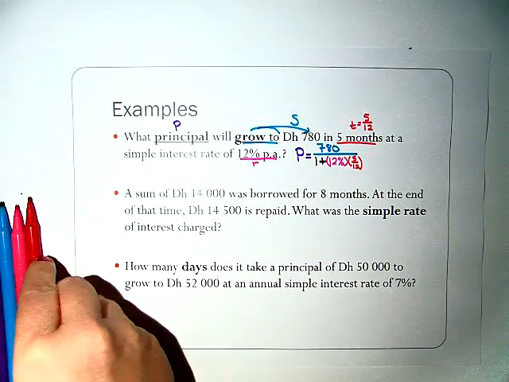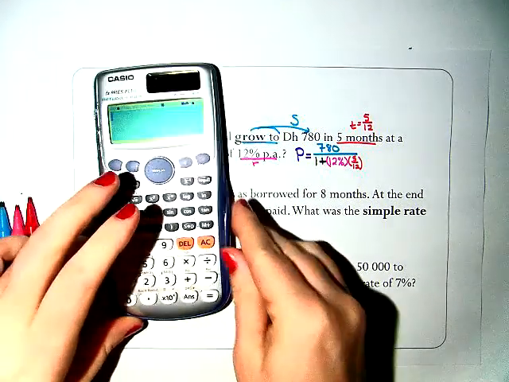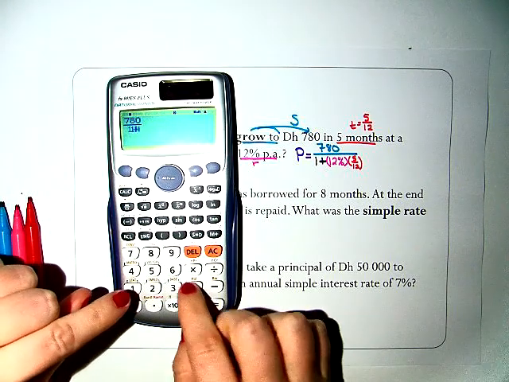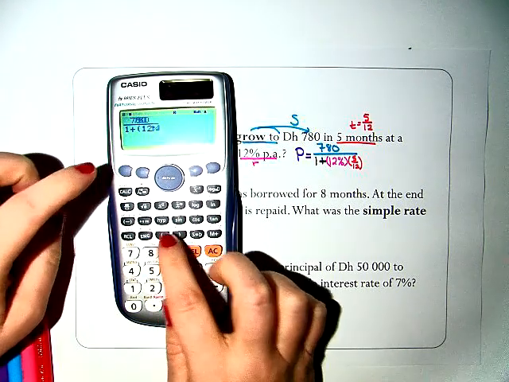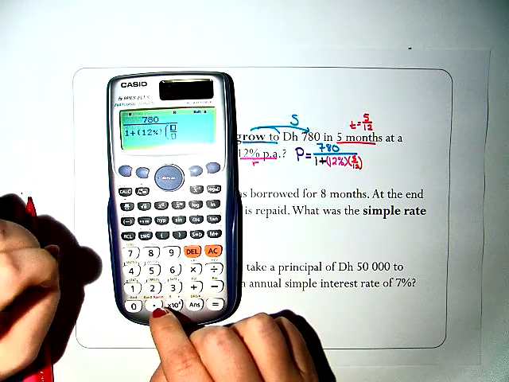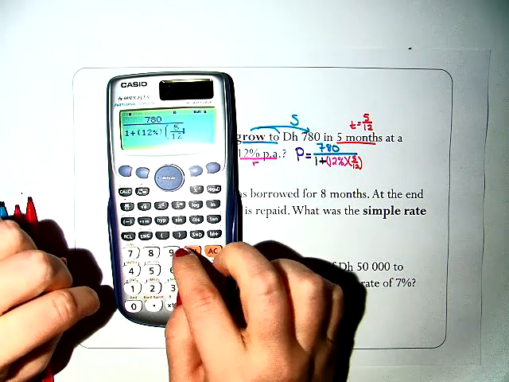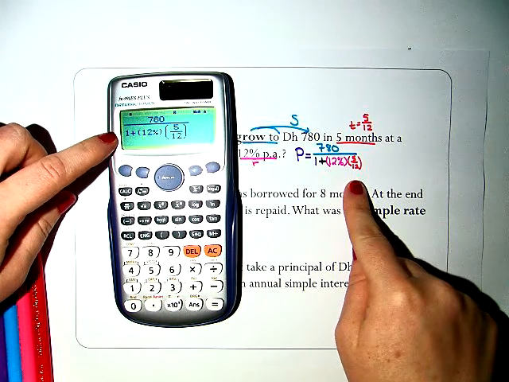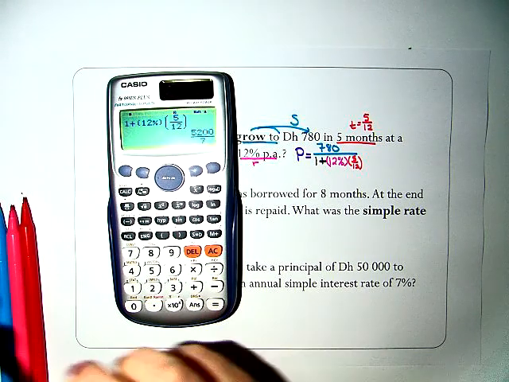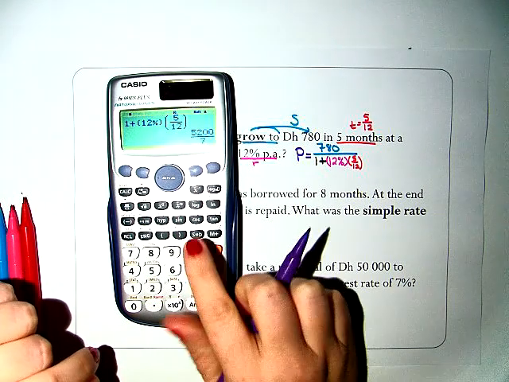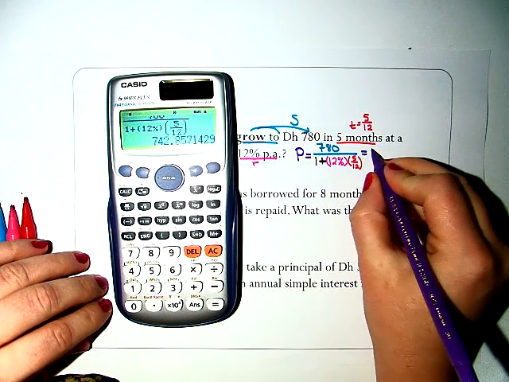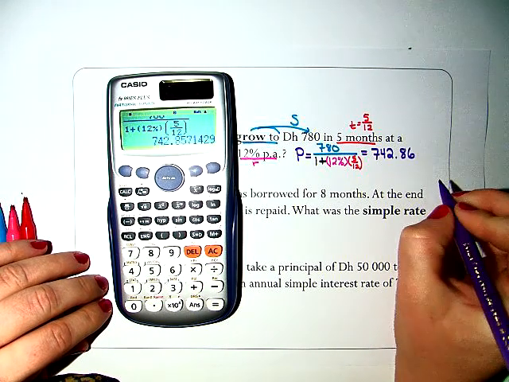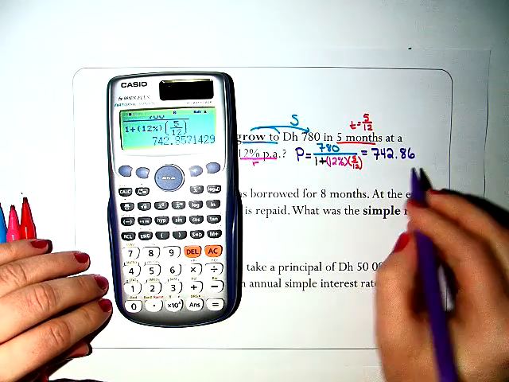So let's put that in the calculator just as we see it. 780, go to the denominator, 1 plus 12% times another fraction, 5 over 12. So we see why having the calculator is very useful, because just as we write it on here is as it looks on the paper. And when we hit equals, we get this really funky principal. We have to hit SD to find that the principal is 742 dirhams and 86 fils, because the 7 makes the 5 round up.